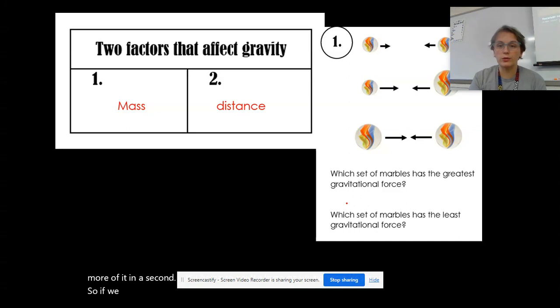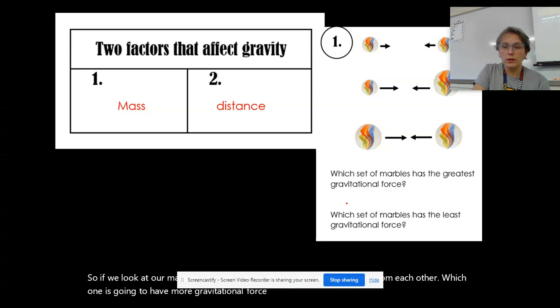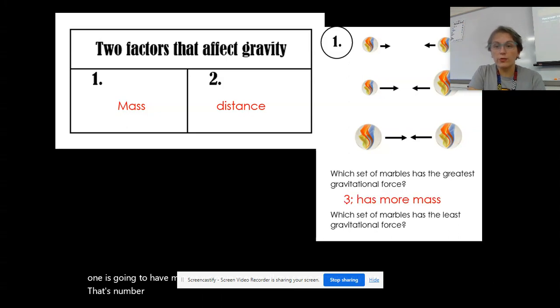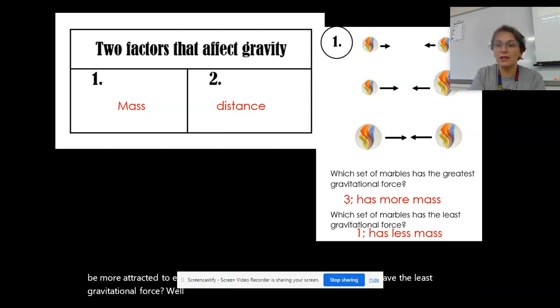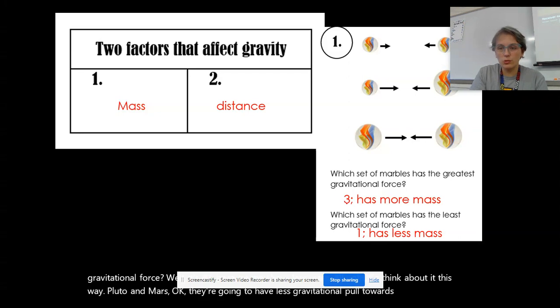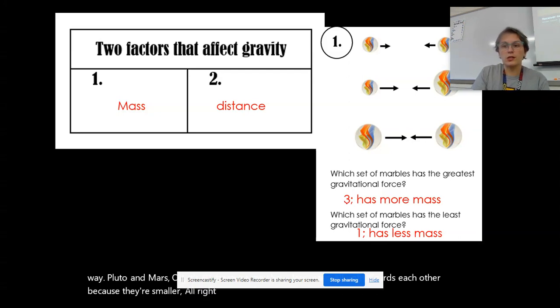So if we look at our marbles, they're all the same distance away from each other. Which one is going to have more gravitational force? Well, that's number three. Why? Because it has more mass. They're bigger, so they're going to be more attracted to each other. All right. Now, which set of marbles will have the least gravitational force? Well, it's number one because they have less mass. So think about it this way: Pluto and Mars are going to have less gravitational pull towards each other because they're smaller, compared to the sun and Jupiter.